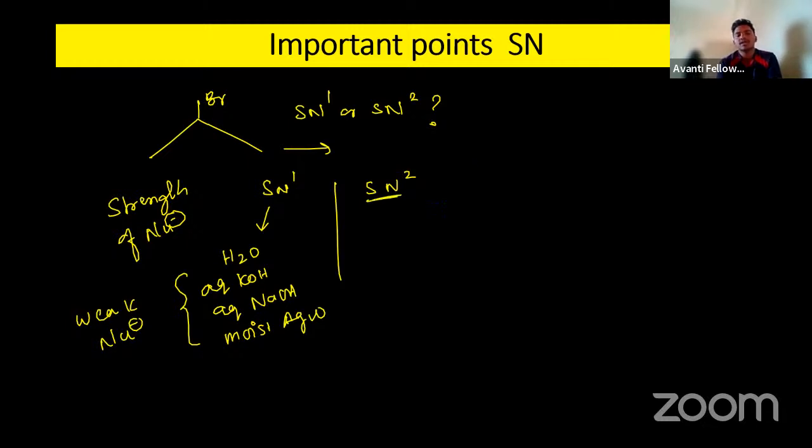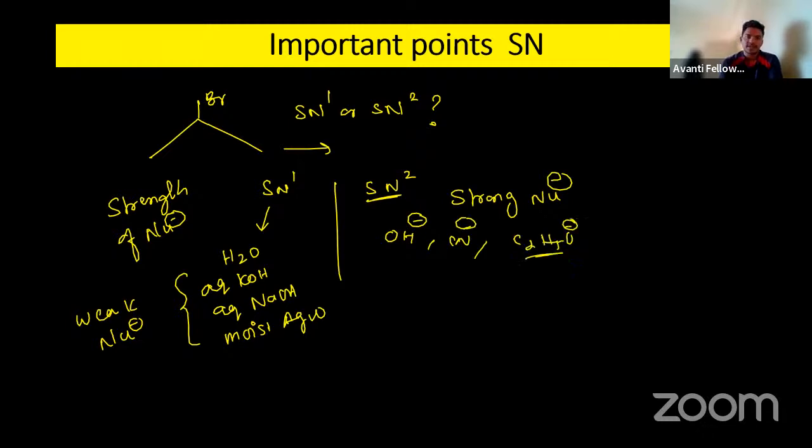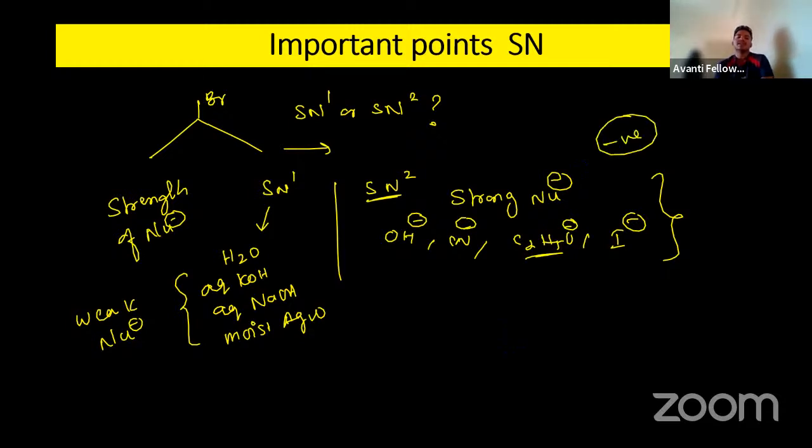What about SN2? SN2 are strong nucleophiles. What are those? OH minus, CN minus, C2H5O minus, which undergoes elimination also but sometimes favors SN2, and I minus. These all are the strong nucleophiles. So how to decide whether it is a strong or weak nucleophile? A strong nucleophile will have the negative charge.